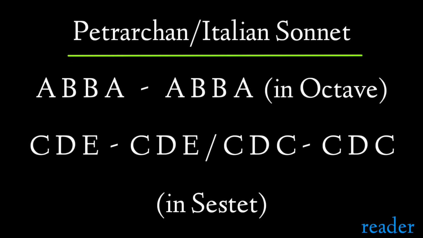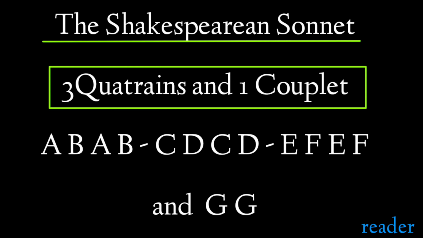The rhyme scheme of the Petrarchan sonnet is ABBA in the octave, and CDE or in some cases CDC in the sestet. The second one is the Shakespearean sonnet. This variety is of 3 quatrains and a couplet. A couplet is a stanza of 2 lines. The rhyme scheme is AB, CD, EF, and GG.